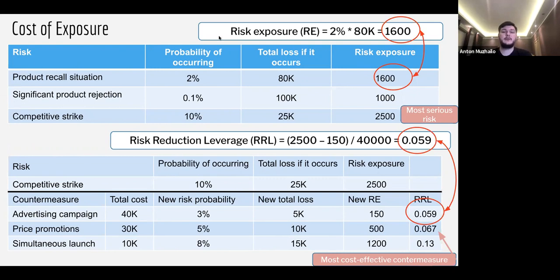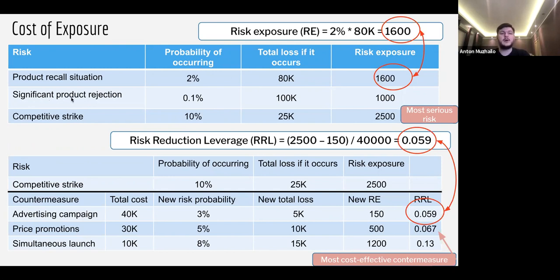So, okay, there are 3 fields we would like to fill here. The probability of occurring, which marketing usually does. Let's say it's 2% that it will lead to the product recall situation. There is the total loss that might happen if this occurs. Let's say it's 80K. And the risk exposure is counted as 2% multiplied by 80K. So risk exposure is 1,600, right? Okay. So this is risk exposure, which shows us what is the most profitable risk here.